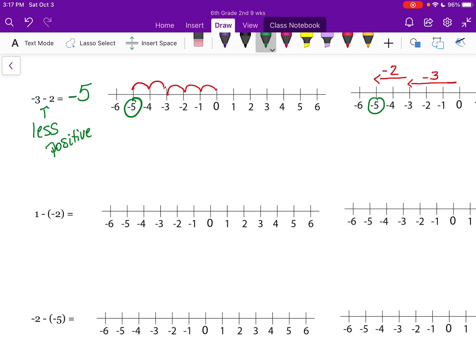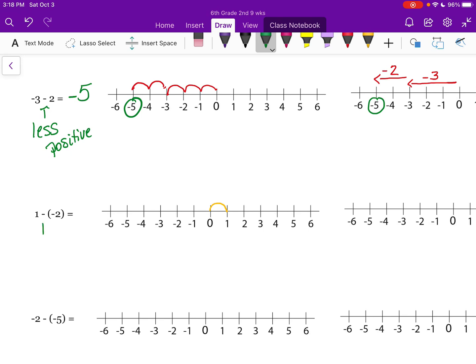All right. The next question says 1 minus negative 2. So first we have to go to the 1. Normally, if we're subtracting, we're going to go to the left. But for this question, we're subtracting a negative. So it's going to be different.